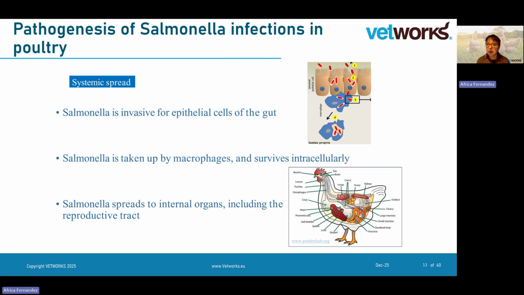So what happens after the Salmonella has colonized and multiplied in the intestine? It could go systemic, so it passes through the intestinal wall and starts invading macrophages, where it survives the immune system and starts distributing to the different parts of the anatomy of the chicken, all the different organs: liver, spleen, ovary.